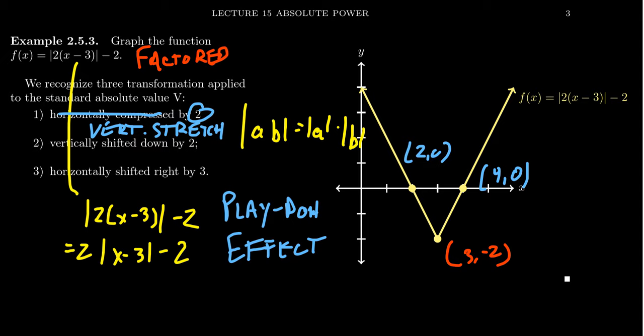But if you want to think of it as a horizontal compression, you'll instead get the point right here, (3.5, -1). And then this point over here, which would be (2.5, -1). And you can see that it's not just a business about horizontal zone versus not horizontal zone. If I can avoid fractions, I like to do that. That's sort of a nice thing to do.